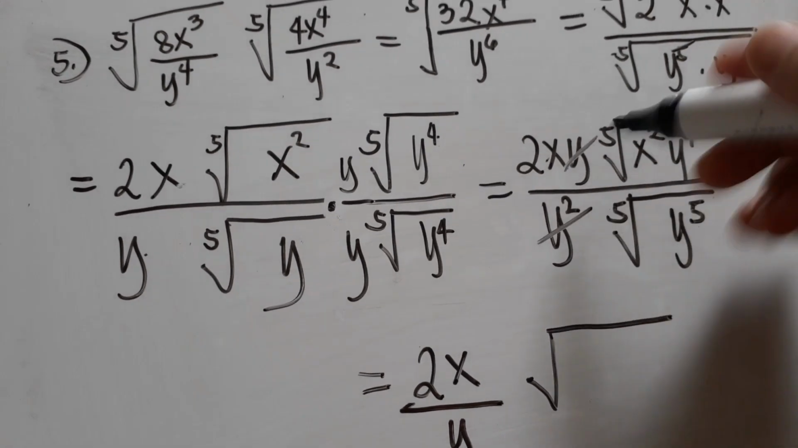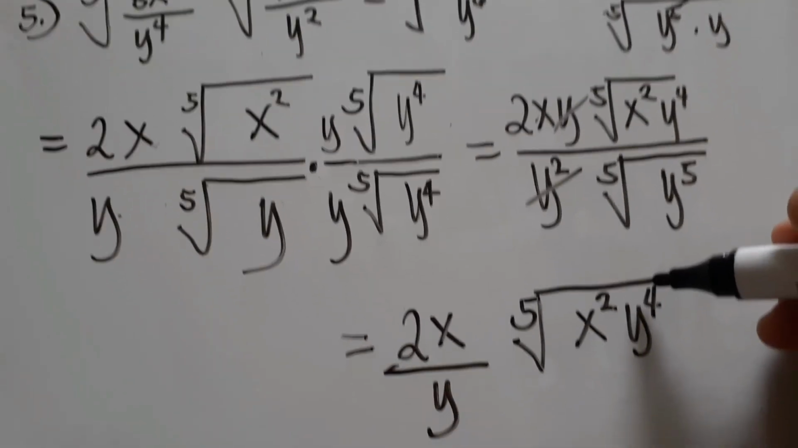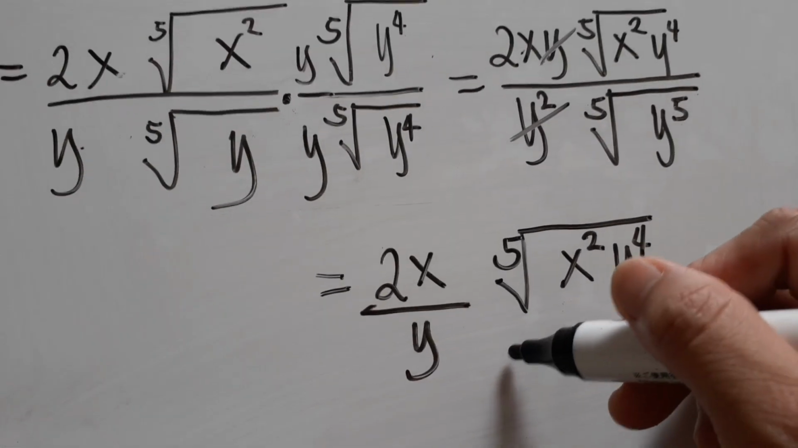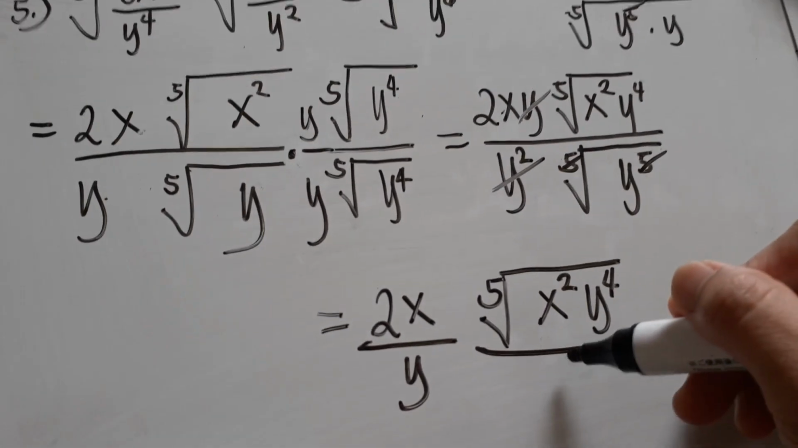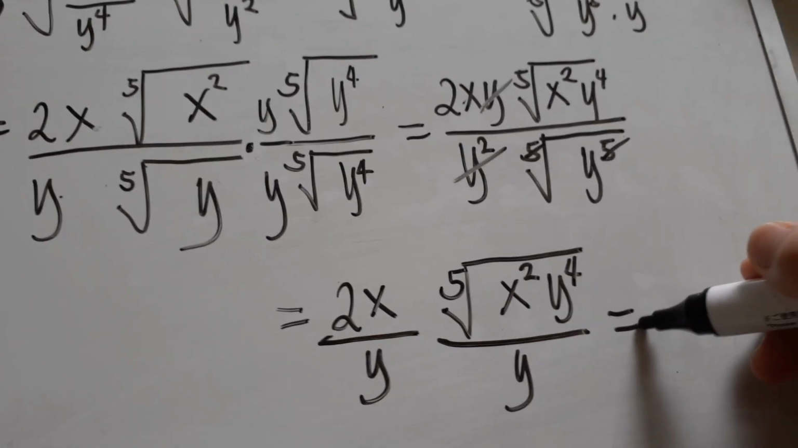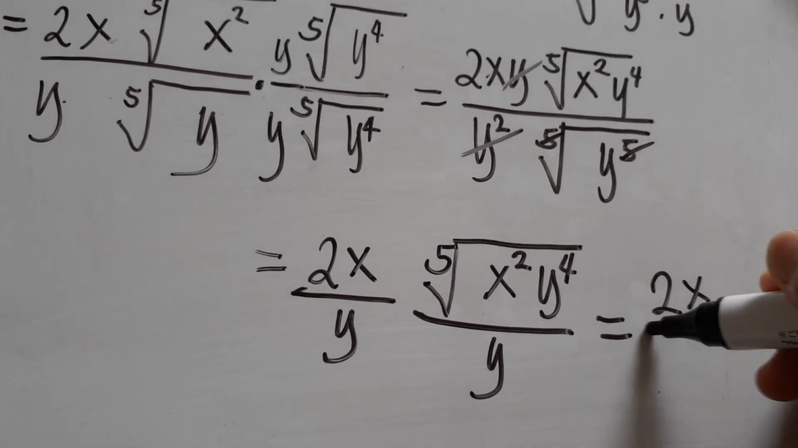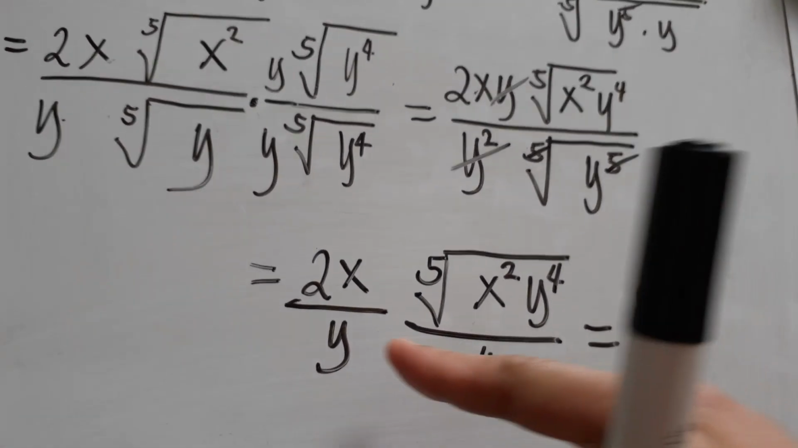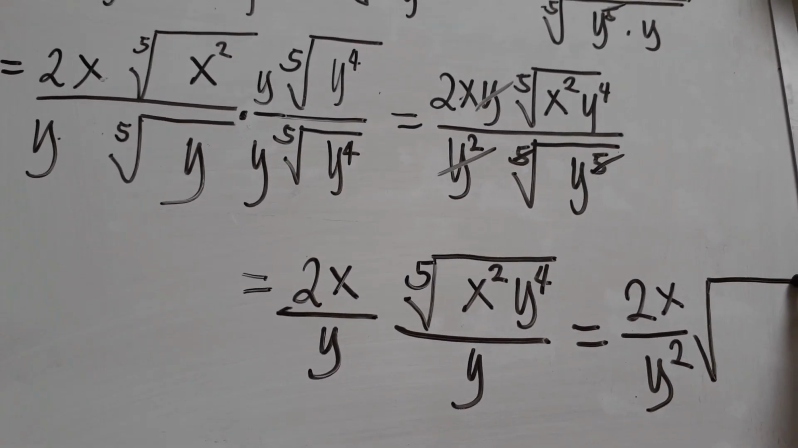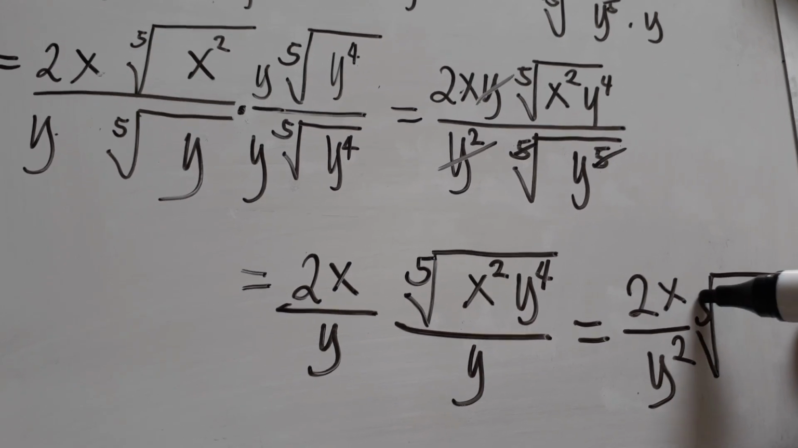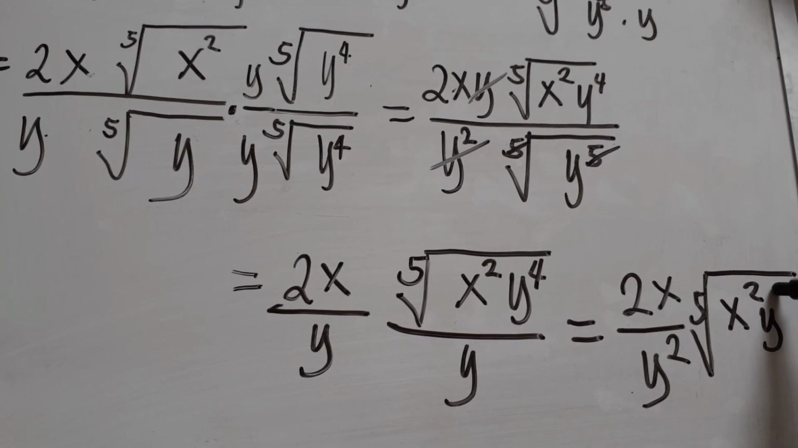And the fifth root of x squared y to the 4th over, cancelling out 5, the remaining is rolled out under the radical sign. So our answer is 2x. Y times y is y squared. And the answer is 2x y squared over the fifth root of x squared y to the 4th. And this is the answer.